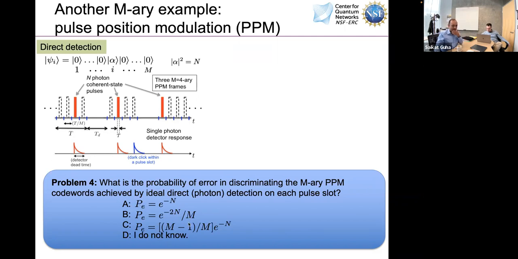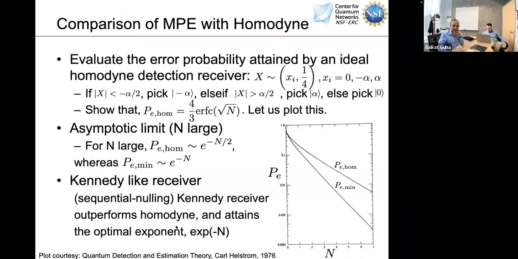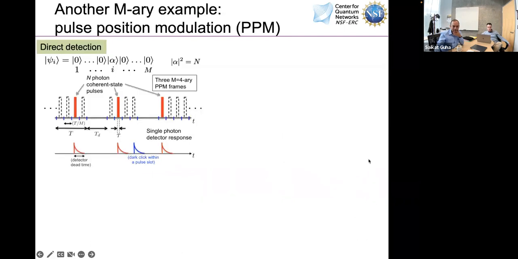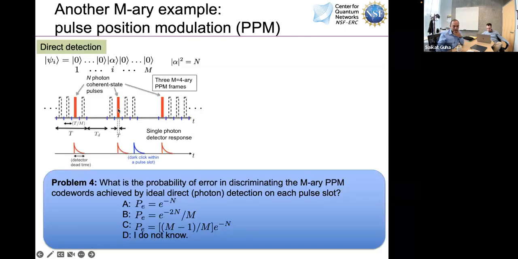And the reason answer C is correct is because, with photon detection, the way you can make an error is that you don't get a click where the light is, and that happens with probability e to the minus n. But even when you don't get a click, you could still make a random guess, and that random guess is going to fail with that probability of error. So answer A was almost right, but answer C is truly the correct answer.